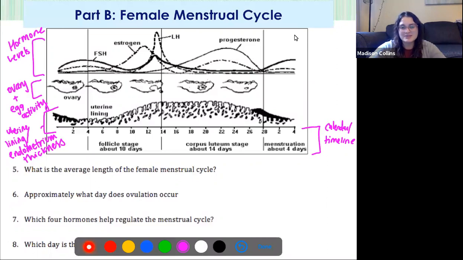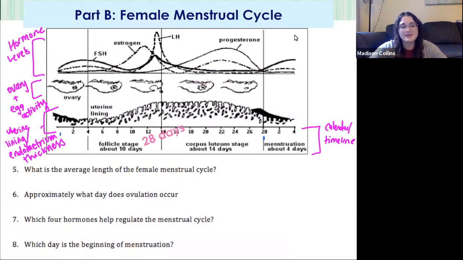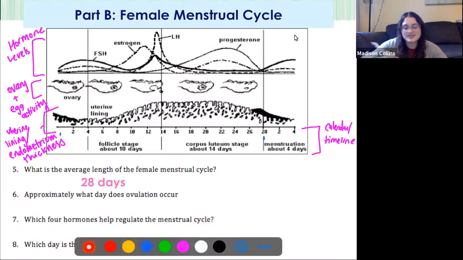So number 5 is asking us, what is the average length of the menstrual cycle? Well, if we look at our timeline, we see that we start over here with day 1, and it's going to go all the way over to day 28 until it repeats. This is a month-long process. The menstrual cycle repeats every month. So we're going to say that the average length of that menstrual cycle is 28 days, or about 1 month.